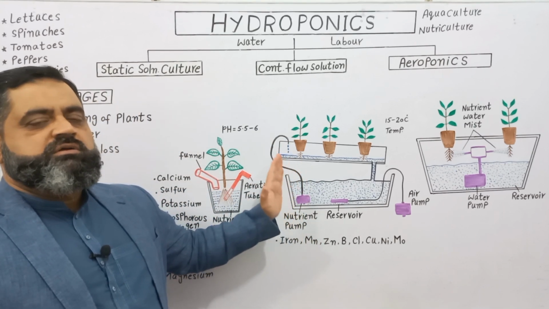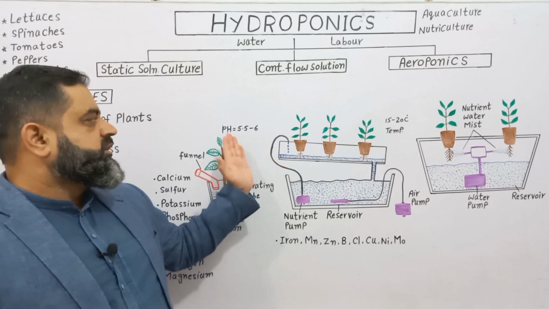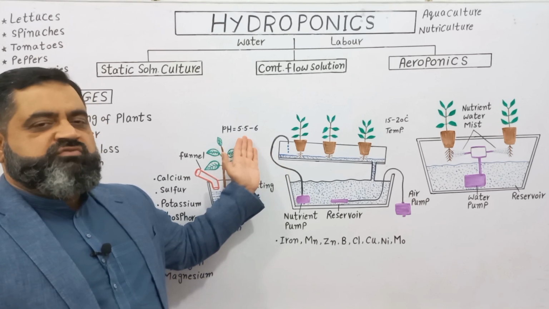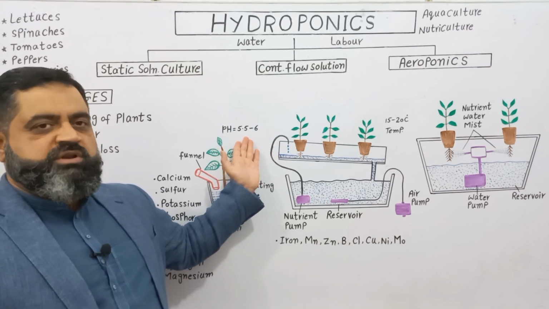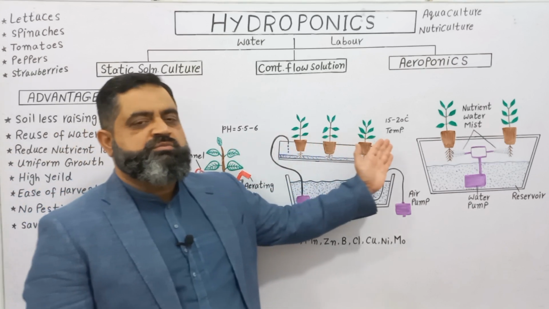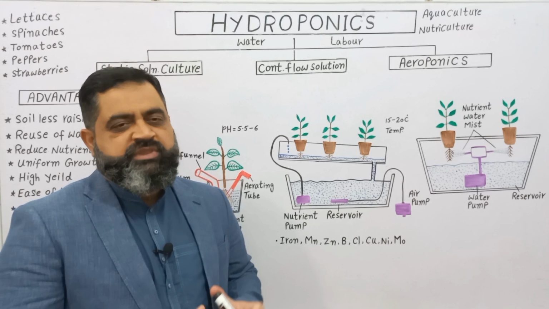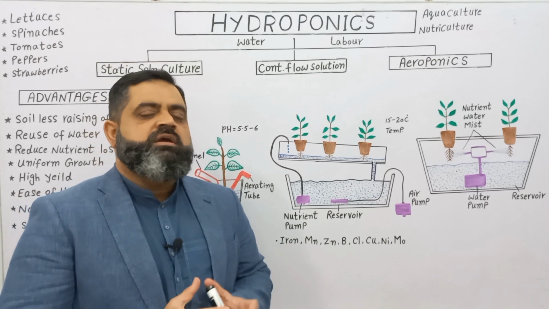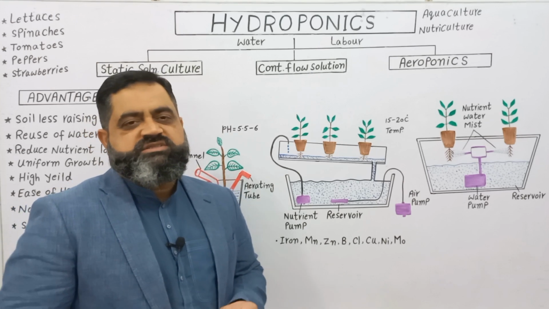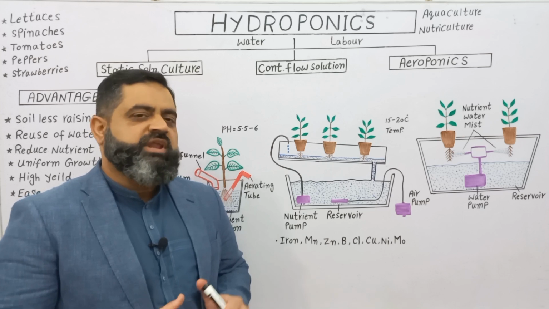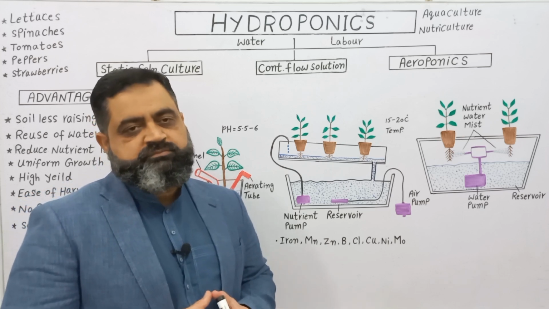Usually in this technique, the pH should be 5.5 to 6, which is the optimal pH, and the temperature should be between 15 to 20 degrees Celsius, and the plants also need air, light approximately 6 hours a day, and a good location.